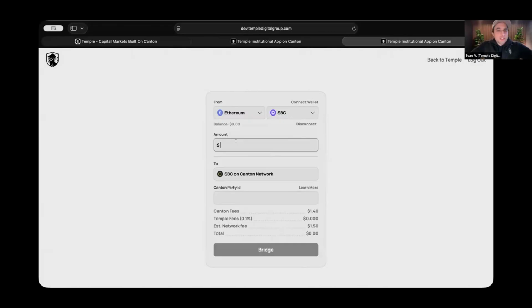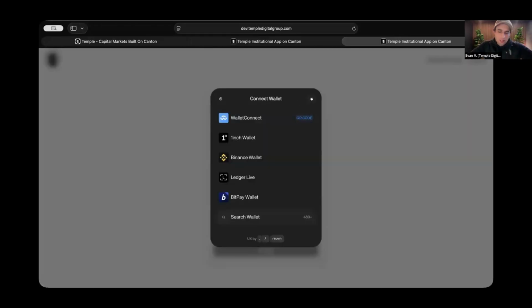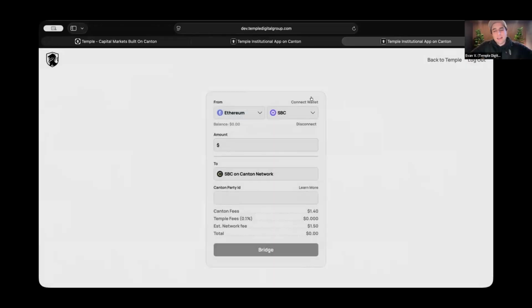The bridge is pretty straightforward. You connect your EVM wallet. We support all the major wallets through WalletConnect, MetaMask, Rainbow, you name it. Then you set the amount. As soon as you click bridge, first you have to put your party ID, whether that's your validator party ID or your Loop party ID. Then what happens behind the scenes is that you mint SPC specifically on Canton.